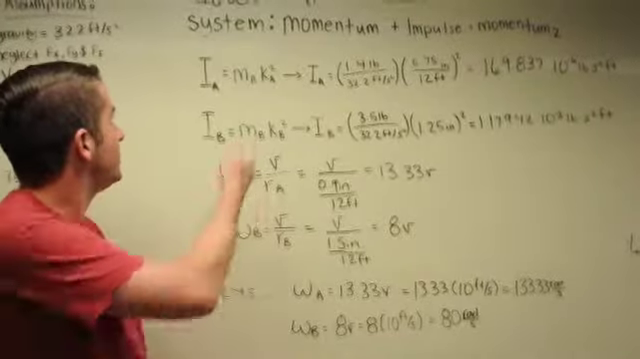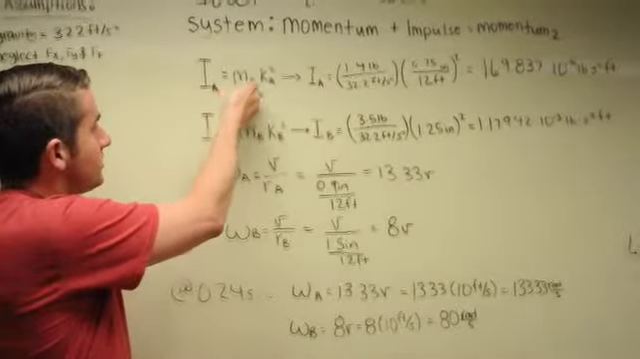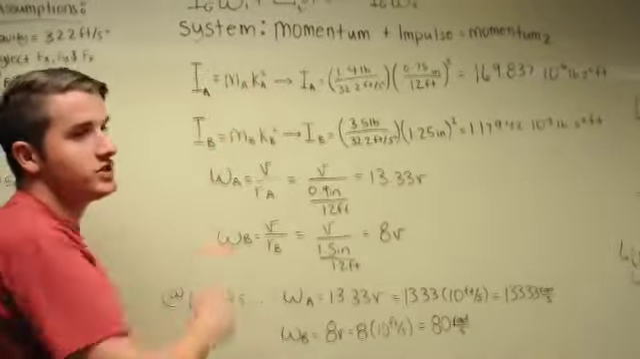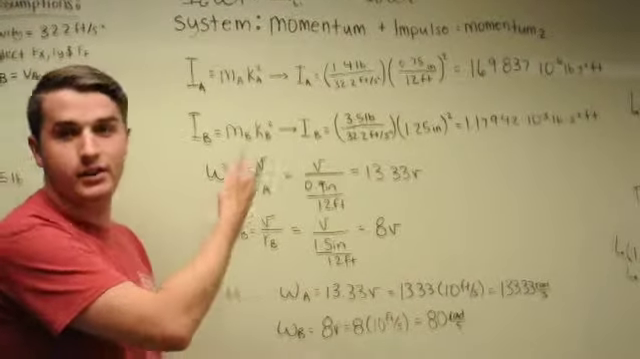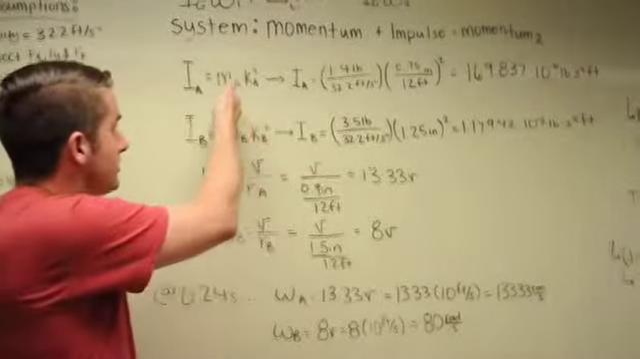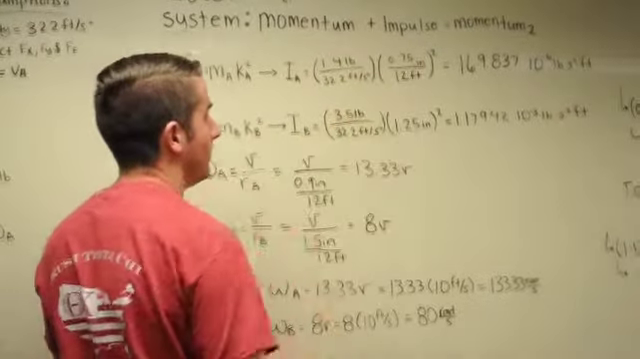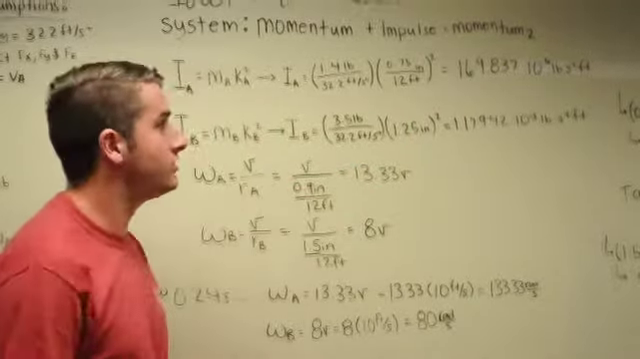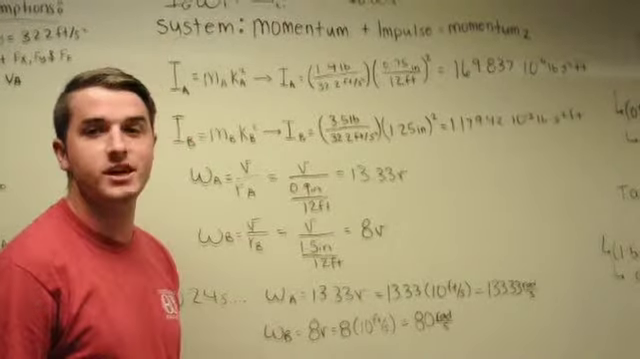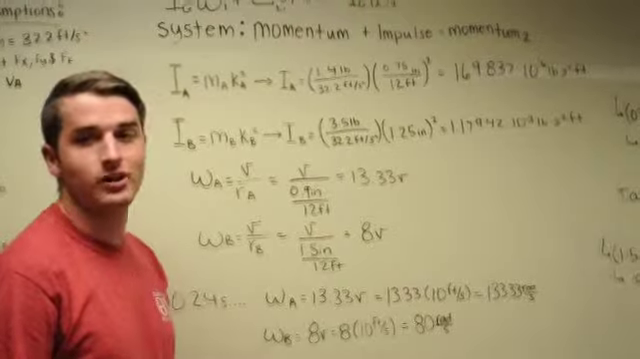We're going to use moment of inertia and angular velocity to start this problem. So, as you can see here, the moment of inertia is equal to the mass of an object times the radius of gyration of that object squared. So, we know the mass of A and the radius of gyration of A, so we simply plug in our 2 numbers there and account for units, and we get our moment of inertia of A as 169.837 times 10 to the negative 6 pounds second squared feet.